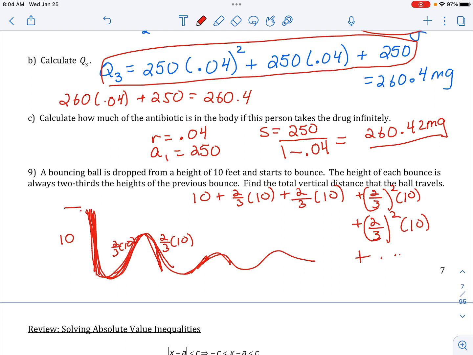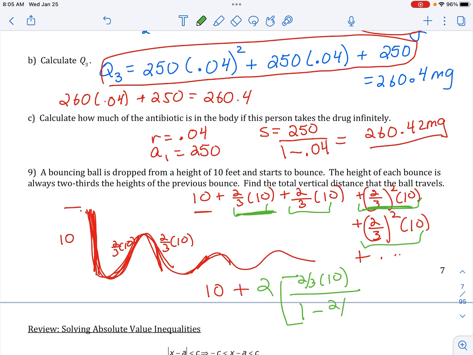So notice you've really got a geometric series. So I can write this, the 10 only gets added once, so I'm going to write that once. But notice each term that's a geometric, you have 2 of them. So you're going to have 2 of the sums of the geometric series. So this is my geometric, but I have 2 of them. So A is going to be 2/3 times 10, that's my first term. And then R is 2/3, 1 minus 2/3. And if you do all of this arithmetic, you're going to get a total of 50. So that's the total vertical distance that this ball travels.